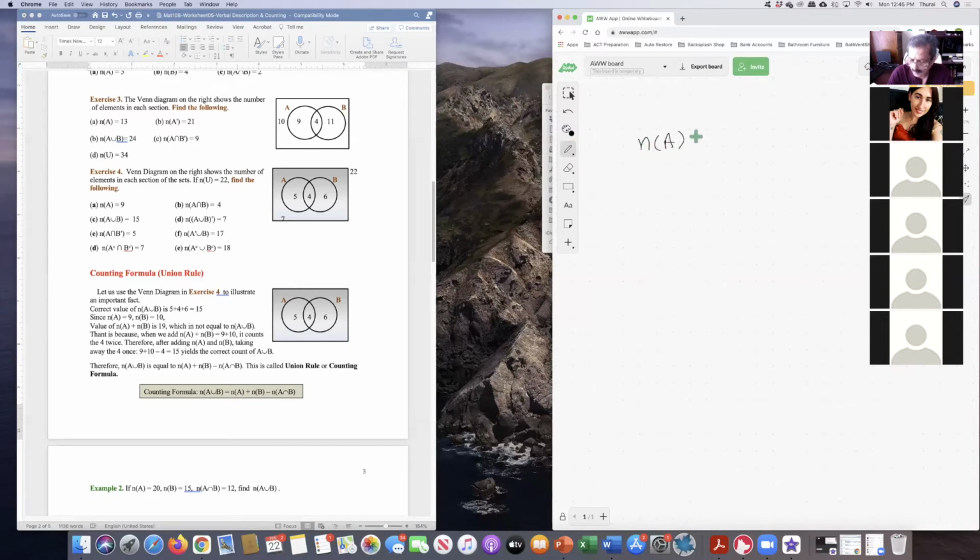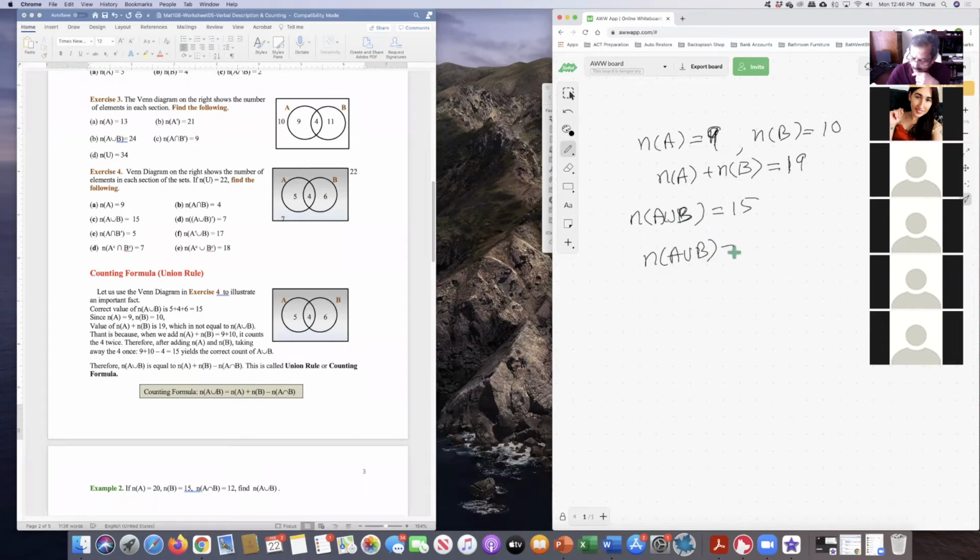9, right? And what's the count of B? Anyone? 10. So count of A plus count of B is 19, but the count of the union, A union B, is not 19. Count of A union B is 6 plus 4 plus 5, right? That's 15. So count of A union B is not equal to count of A plus count of B. If I just add count of A and count of B, I'm getting 19.